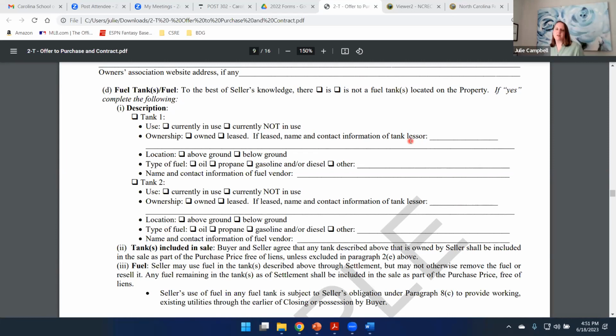So to the best of the seller's knowledge, there is or is not a fuel tank located on the property. If yes, now we're told to complete the following. So I have a place, tank 1 and tank 2. Is it currently in use or not in use? Is it owned or leased? Is it above ground, below ground? What kind of fuel is in the tank? And then the name and contact information of the fuel vendor. We'll go through that little exercise again if there's 2 tanks on the property.